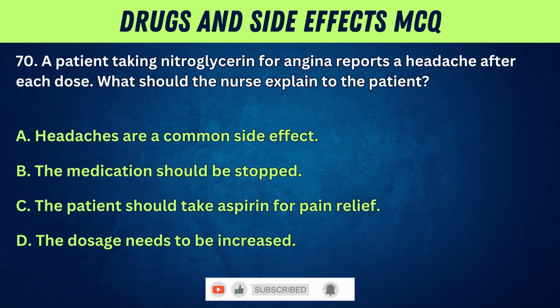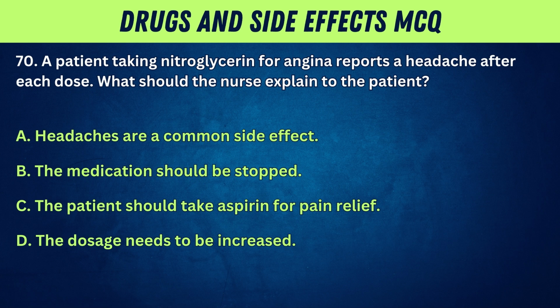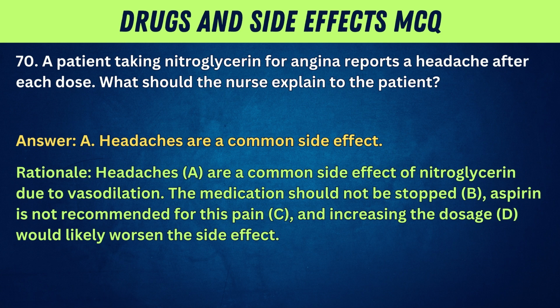70. A patient taking nitroglycerin for angina reports a headache after each dose. What should the nurse explain to the patient? A. Headaches are a common side effect. B. The medication should be stopped. C. The patient should take aspirin for pain relief. D. The dosage needs to be increased. Answer: A. Headaches are a common side effect.